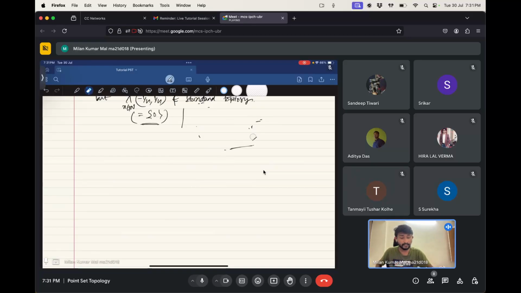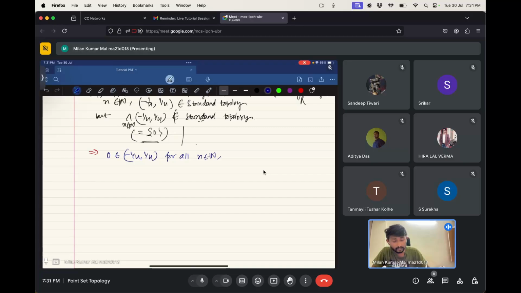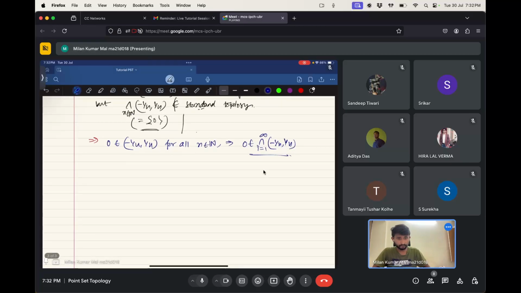Why 0 is the only element, that is what I just want to say. Clearly, note that 0 is in (-1/n, 1/n) for all n belongs to the natural numbers, right? That means 0 is in the intersection over n belongs to the natural numbers of (-1/n, 1/n). That is clear? Okay. But why does there not exist any other element?